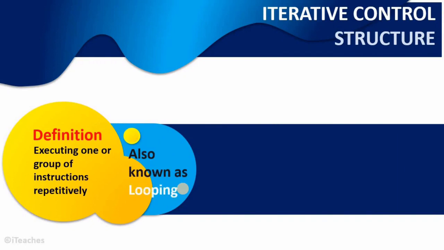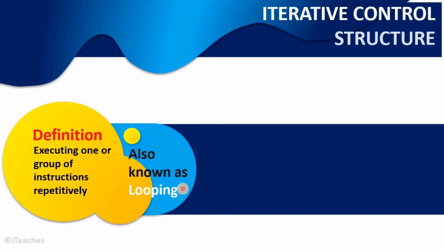Before we proceed, let's move on to the definition. The definition is very simple: it is executing one or a group of instructions repeatedly. That means suppose I have my name and I have to display it 100 times. Rather than typing my name 100 times, I can write it once and take the help of this iterative control structure, which will help me execute it 100 times or any number of times, depending upon my requirement. This iterative control structure is also known as looping in common terms.